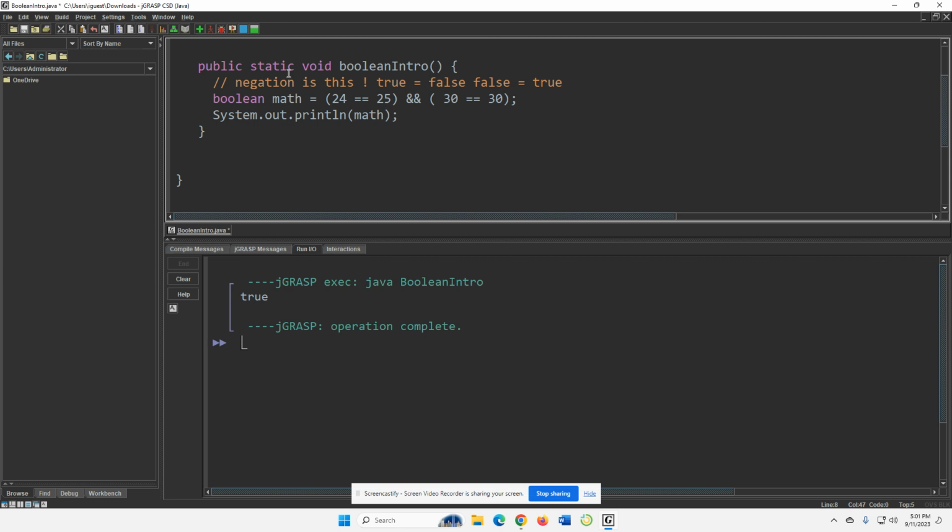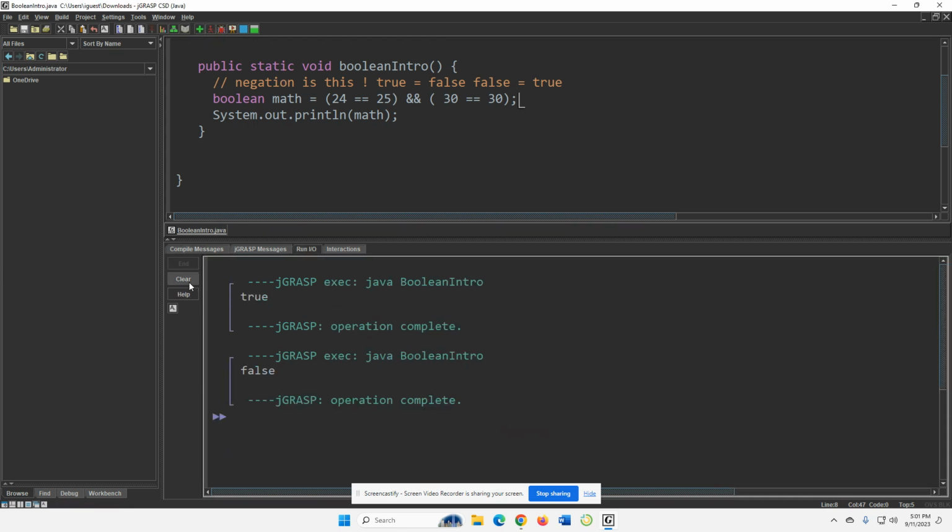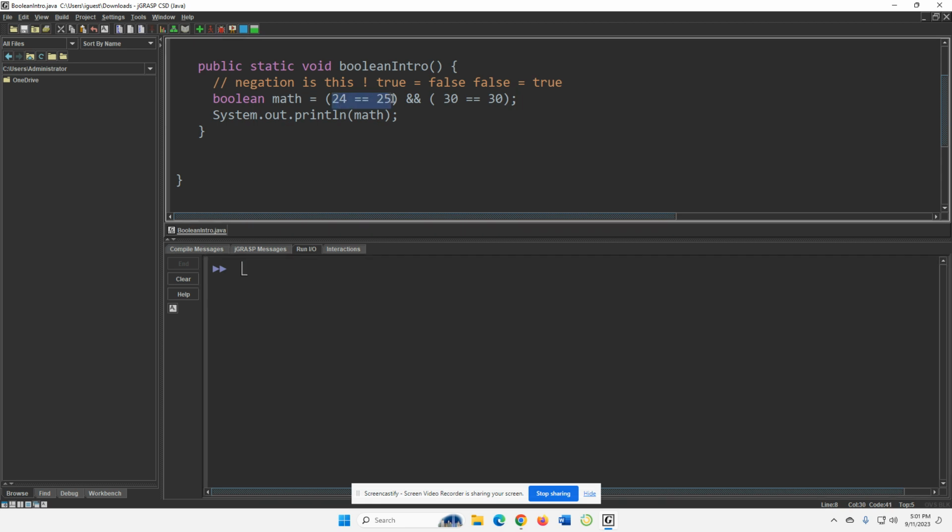What was this from the last video? Let's just see. So this was false, right? Because 24 equals 25, that's false. And we have an and. So that means right away, because this is false and this is true, the whole thing will become false. But here's where the negation comes into play.